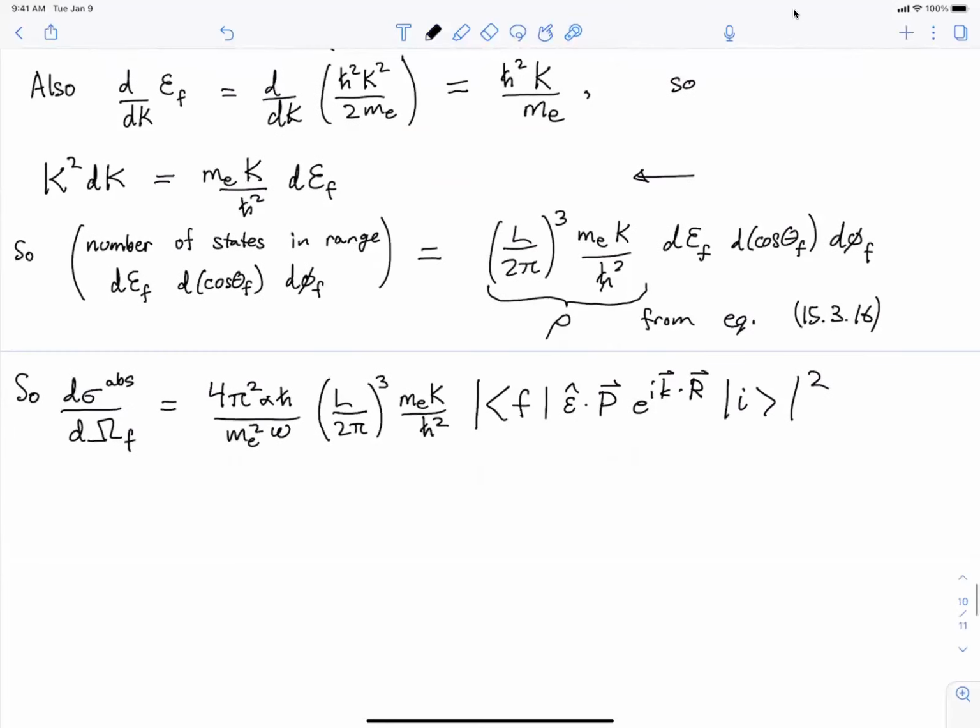Okay, so the first thing we can do is clean up the constants out front a little bit. So this is equal to 4 pi squared fine structure constant K over m_e h bar omega. And then there's a factor of the volume of the box divided by 2 pi cubed. Now, I promised you earlier that this thing wasn't supposed to depend on L.